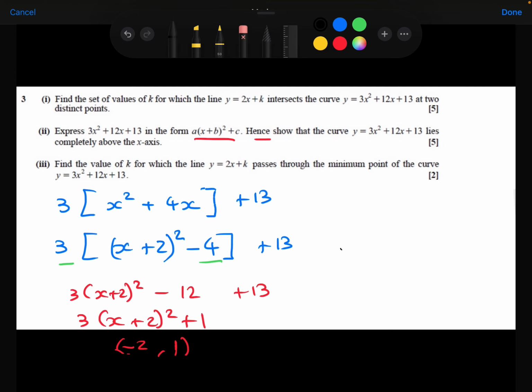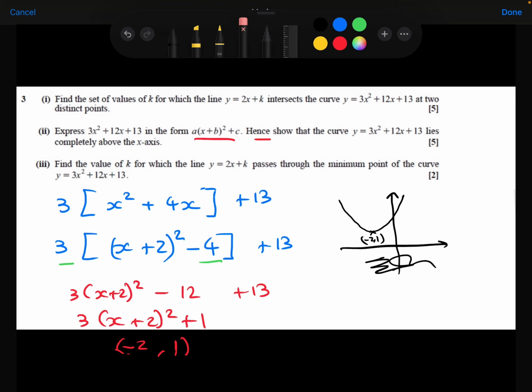It's basically saying that my graph, the minimum is at minus 2, 1, which is like roughly there. The x coordinate is minus 2, the y coordinate is 1. So it's looking like this. The minimum the y coordinate can be is 1. Therefore, it always has to be bigger than 1. And therefore, it always has to be positive and always above the x-axis. The y coordinate can never be down here with negative.